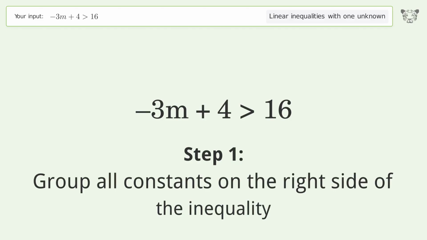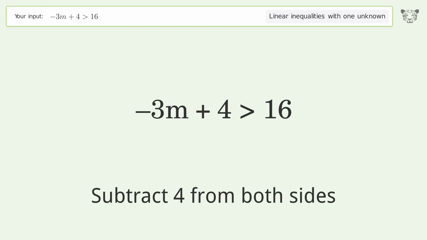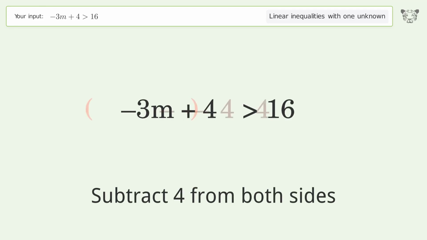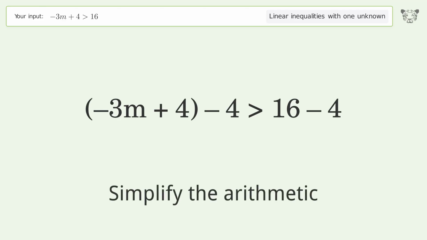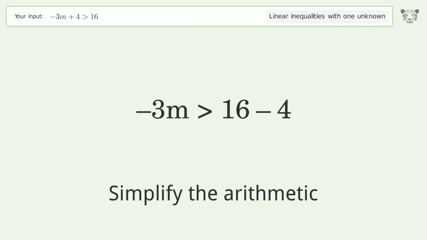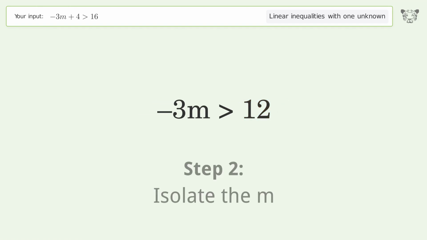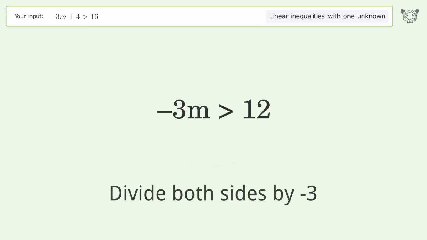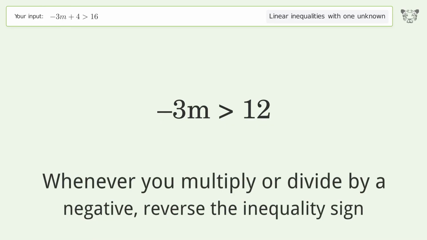Group all constants on the right side of the inequality. Subtract 4 from both sides. Simplify the arithmetic. Isolate the m. Divide both sides by -3. Whenever you multiply or divide by a negative, reverse the inequality sign.